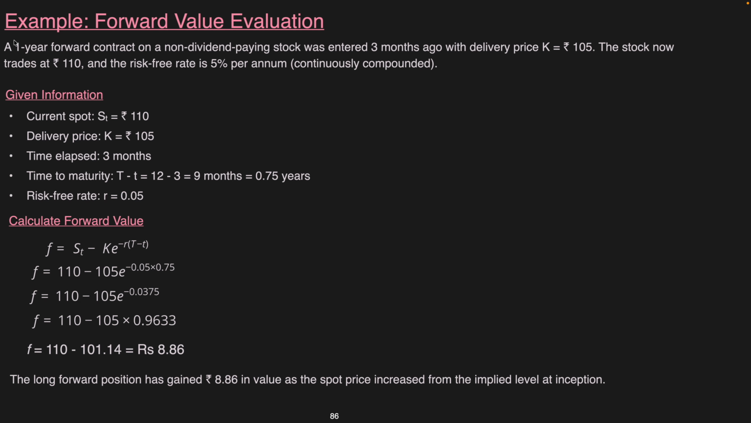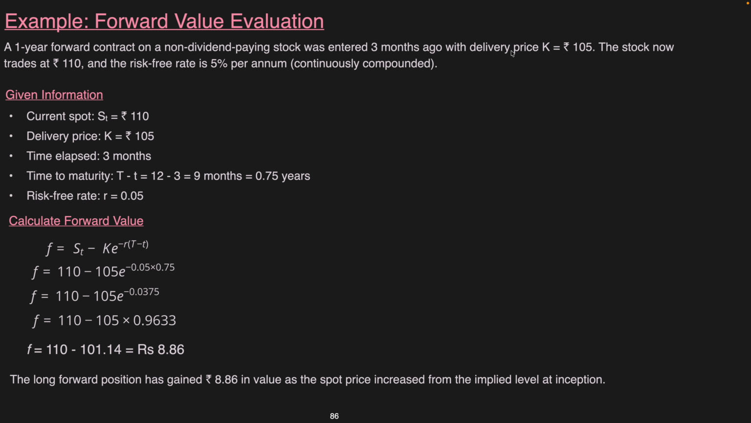It is a 1 year forward contract. You have to be clear. The contract was entered 3 months ago. The stock now trades at 110 and the risk free rate is 5% per annum. So what do we understand? Here the current spot price is 110, delivery price is 105.